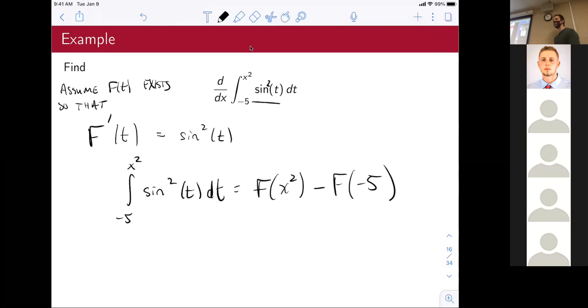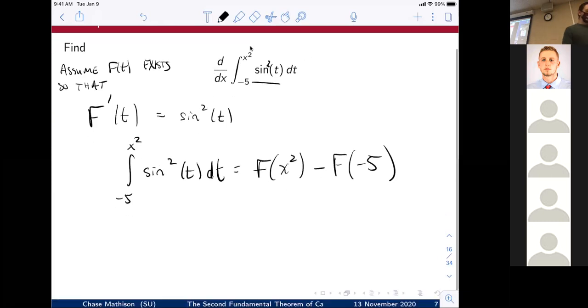We don't know what big F is. I'm just assuming it exists. Okay? And for continuous functions, by the way, they always have antiderivatives. That's something I didn't show, but it's something that you can take for granted. Okay? So now I want to take a derivative, d/dx, of this thing.